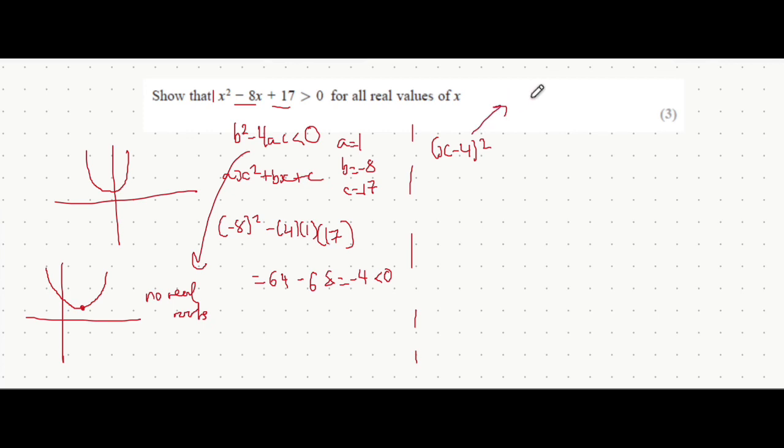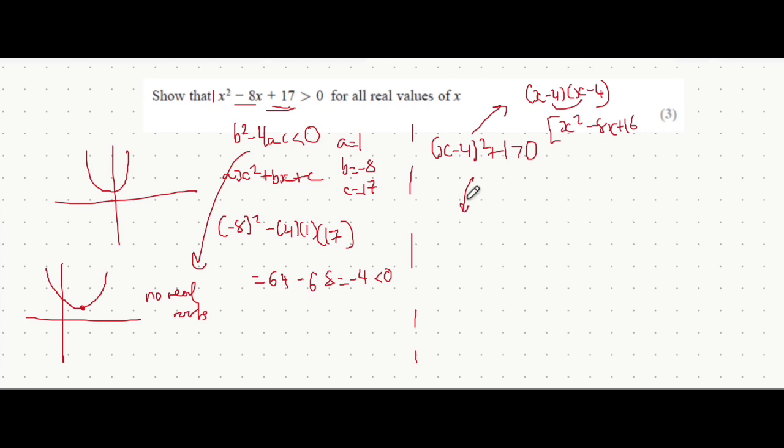Now when you square a bracket, that's the same as multiplying the bracket by itself. So we can write this as x minus 4, x minus 4. X times x is x squared, x times minus 4 is minus 4x, and this gives you another minus 4x, so they combine to give minus 8x. Minus 4 times minus 4 is plus 16. So this is what we currently have, and we want to get to x squared minus 8x plus 17. To get from where we are to where we need to go, we need to add another 1. Is all greater than 0.